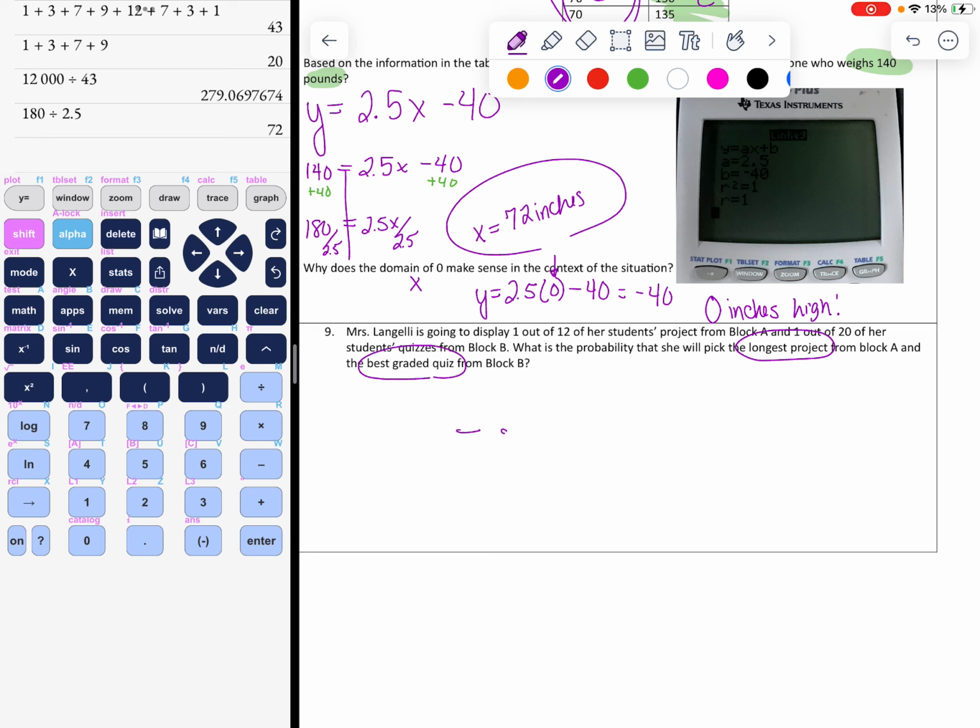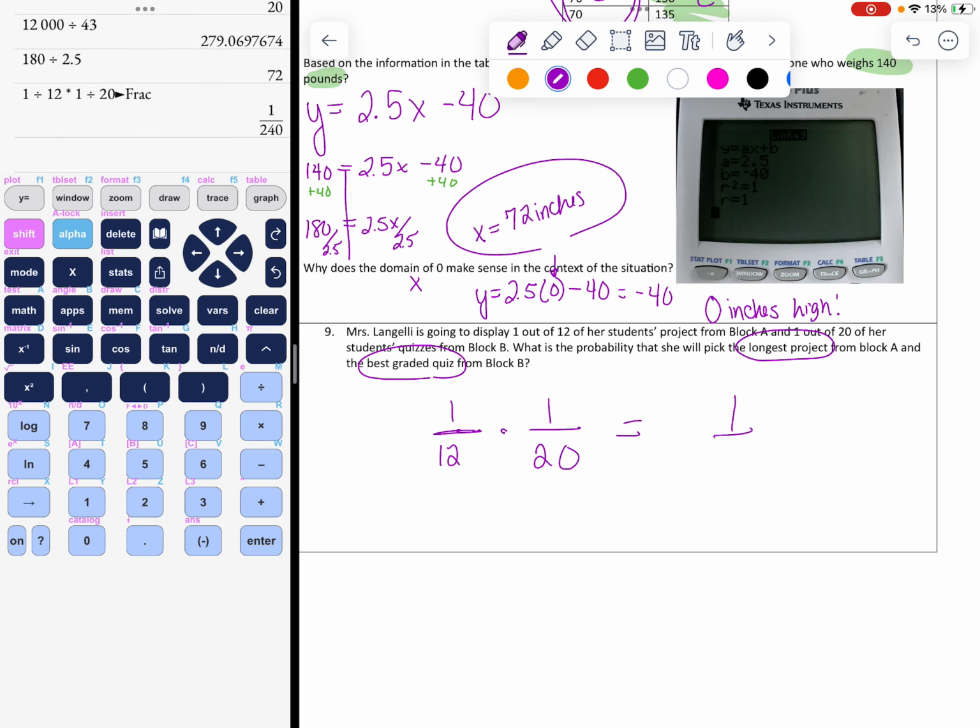Well, that's 2 different picks, so 2 actions, 2 fractions. She's only going to pick 1 out of 12 on the first one and 1 out of 20 on the second one. So 1 out of 12 times 1 out of 20. We end up with 1 out of 240 different ways to do that.